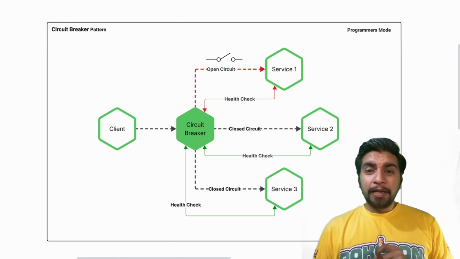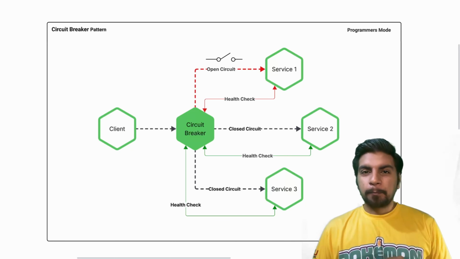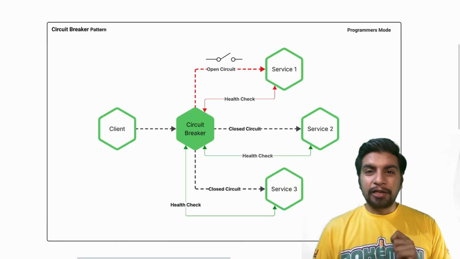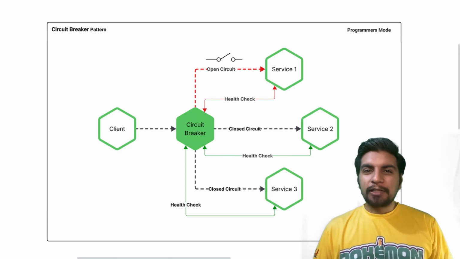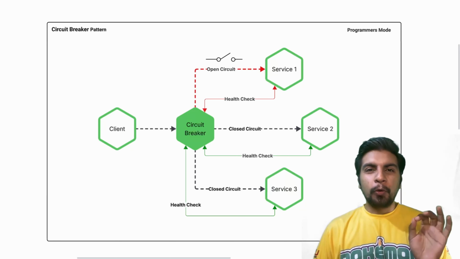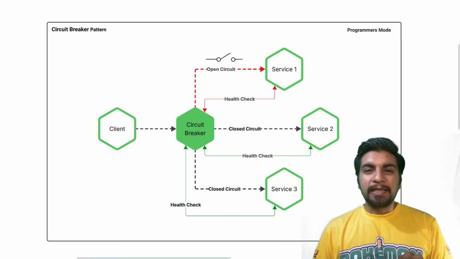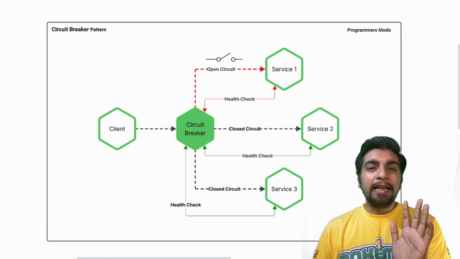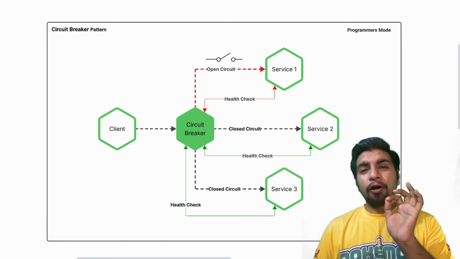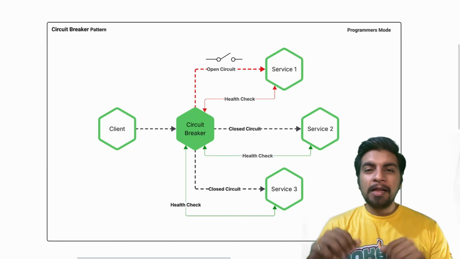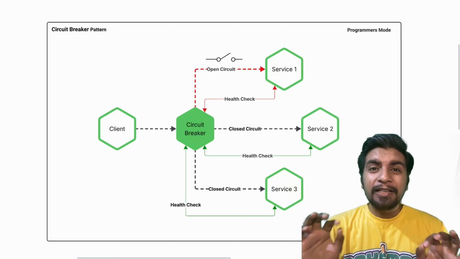Now, the circuit breaker pattern stops this mess. It's like an electrical circuit in your house. If something goes wrong, the breaker flips. No more calls go through until things cool down. In software, this means if a service keeps failing, we trip the circuit and stop trying for a while. We either return a default response or show an error. But we don't keep making things worse.